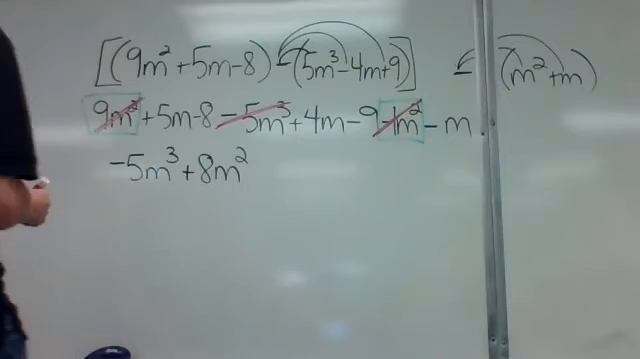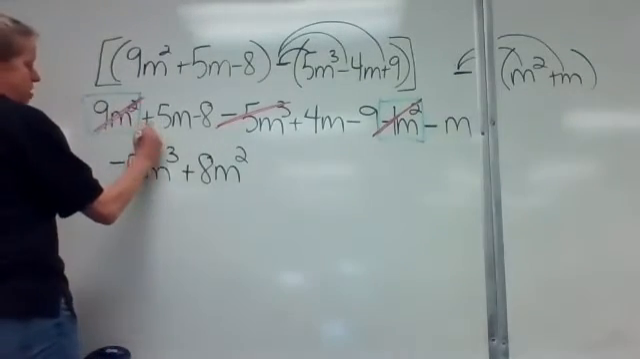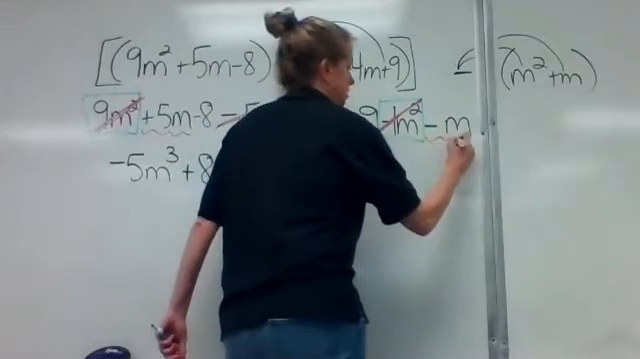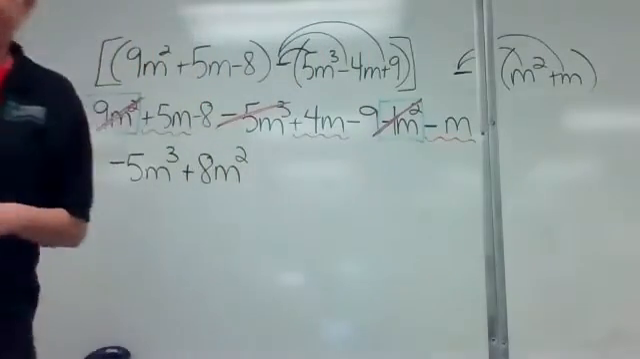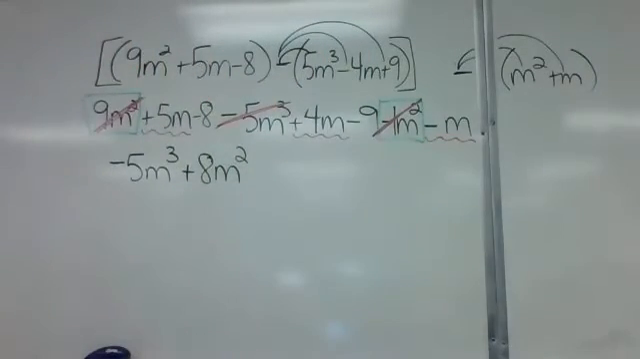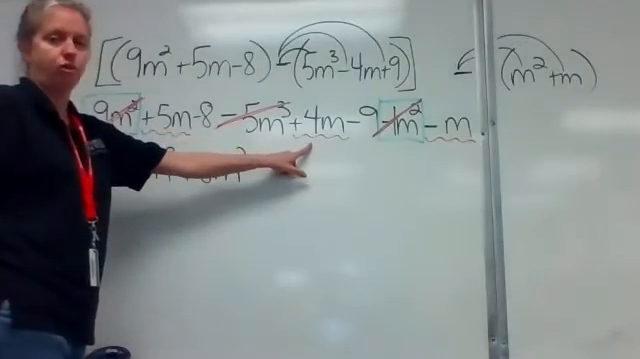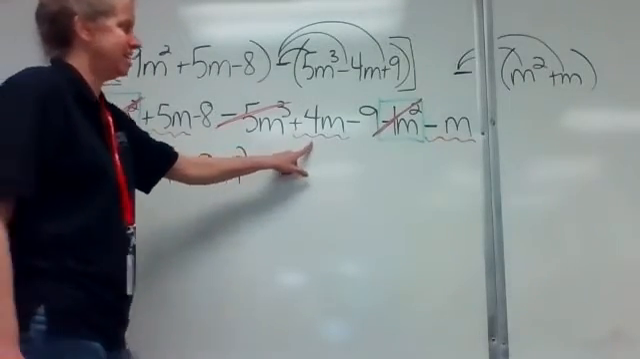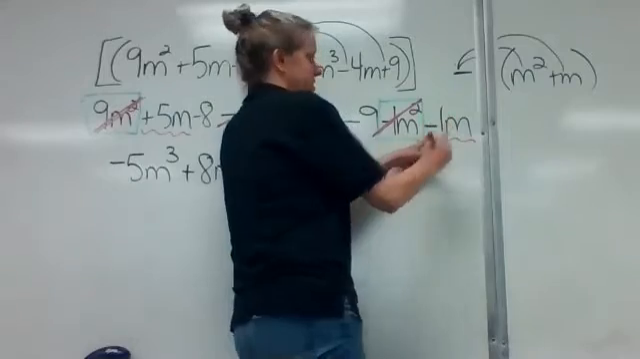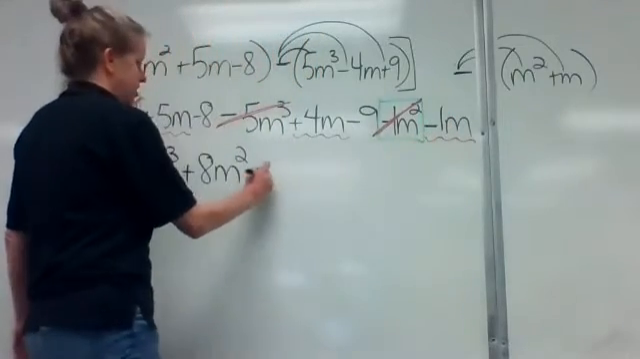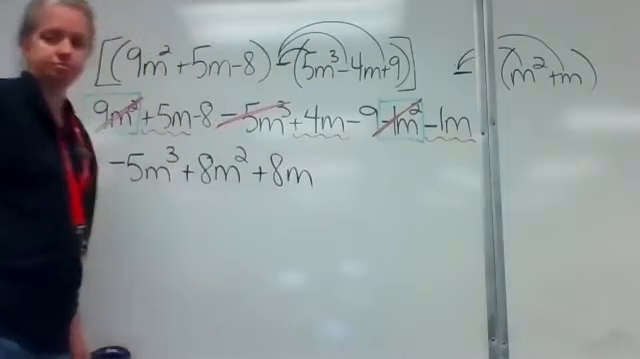After m squareds come m's. So let's see, here's an m, here's an m, and here's an m. So let's put all those together. So I've got 5 plus 4. So there's 9. 9 minus 1. So I also have positive 8 m's.